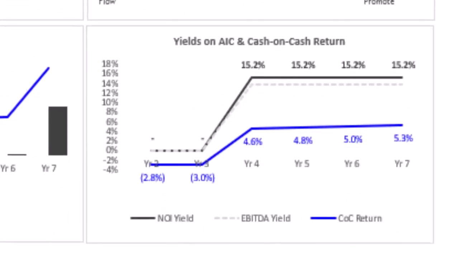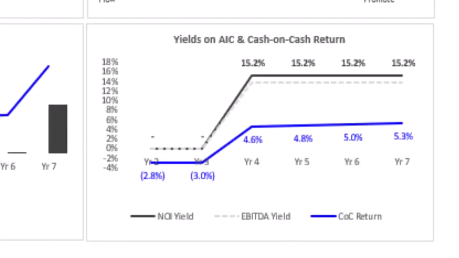If we look at our development yields graph, we see how our NOI yield goes up as our building becomes income producing, and our cash-on-cash return is yielding a comfortable 4.6 to 5.3%.